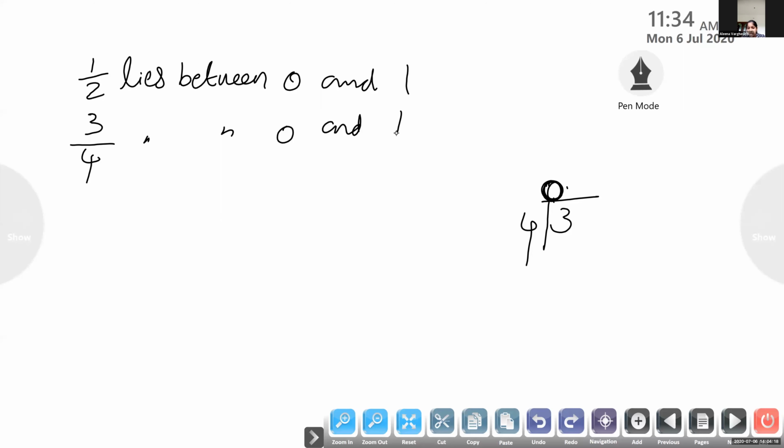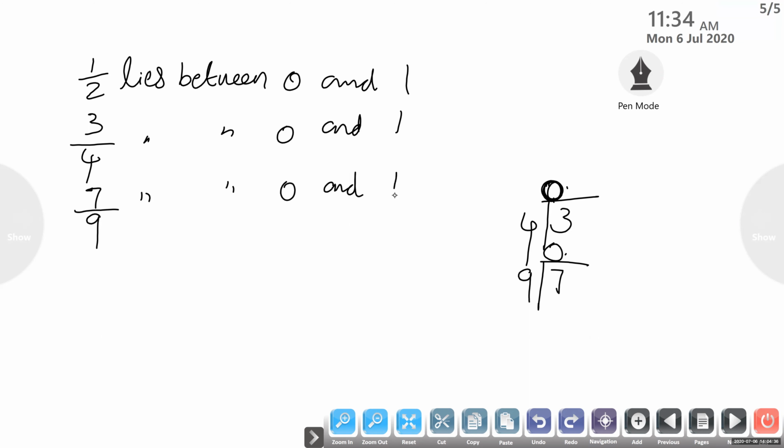One more question I am asking you. 7 by 9. Where does 7 by 9 lie? Between 0 and 1. While dividing we will start with 0. So it lies between 0 and 1.